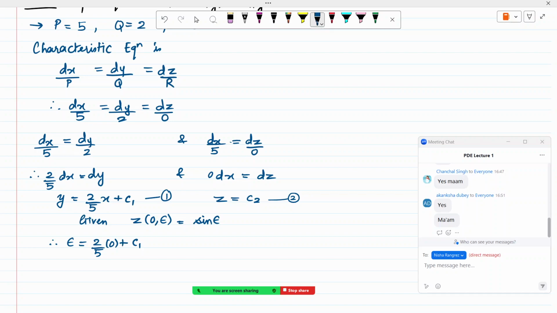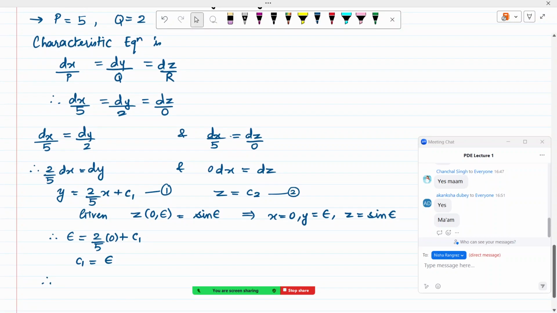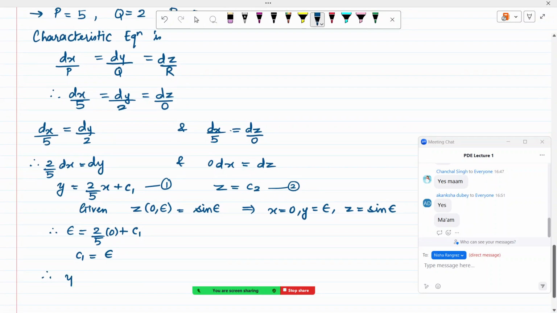I'm substituting x as 0, y as epsilon, and z as sine epsilon. So this implies when x is 0, y is epsilon, z is equal to sine of epsilon. These are the values I'm substituting in equations 1 and 2. Equation 1 gives me c1 is epsilon, and this converts the first equation into y is equal to 2 by 5x plus epsilon.